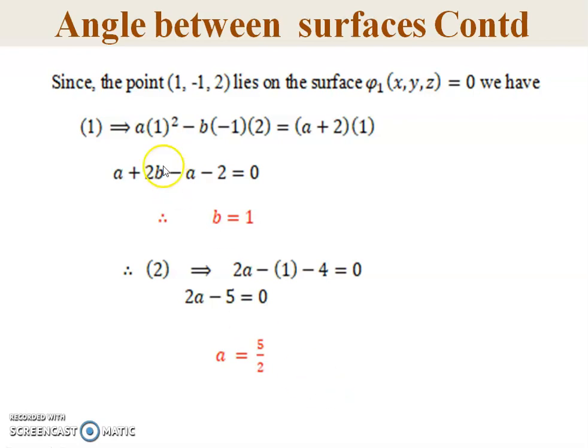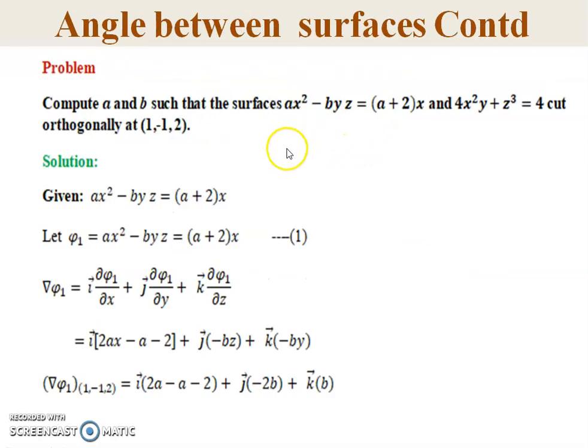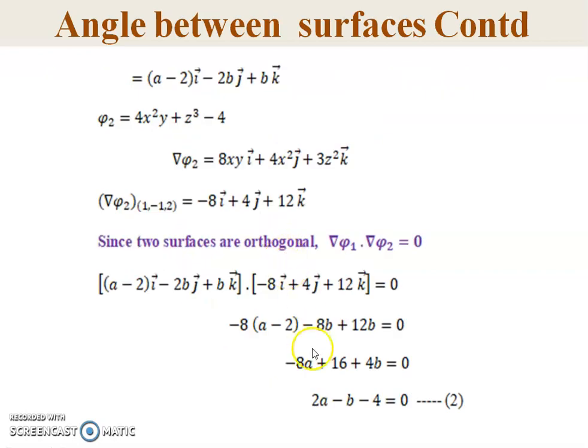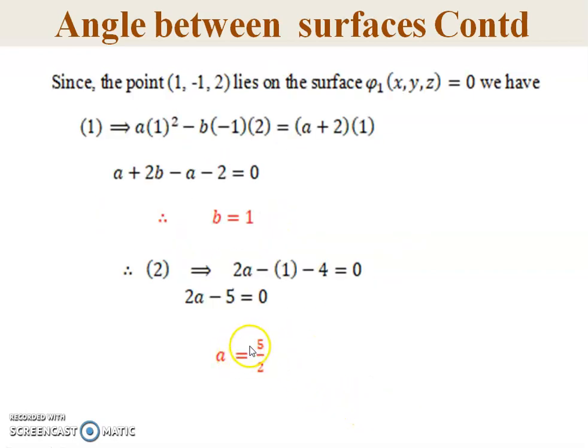To get another equation, since the point (1, −1, 2) lies on the surface, what is the surface here? This surface. Put x equal to 1, y equal to −1, z equal to 2 in this surface. We put it like this, we get a(1)² − b(−1)(2) = a + 2. After simplification, we easily find b equal to 1. If we put b equal to 1 in this equation, we find a equal to 5/2. So this is a very important question.